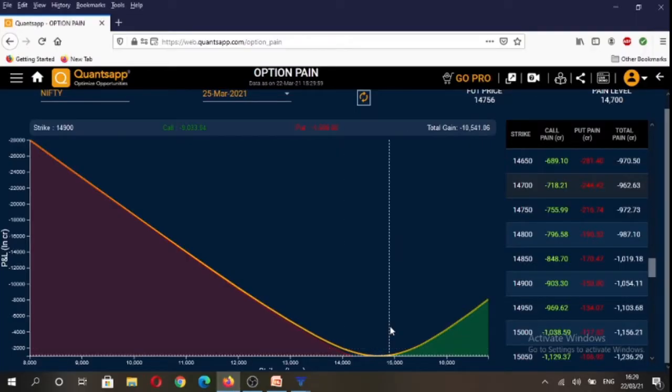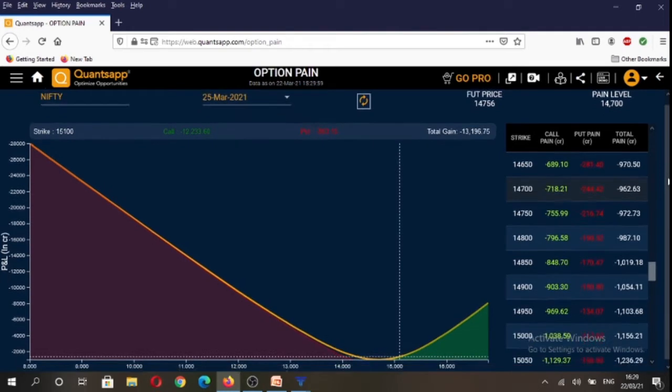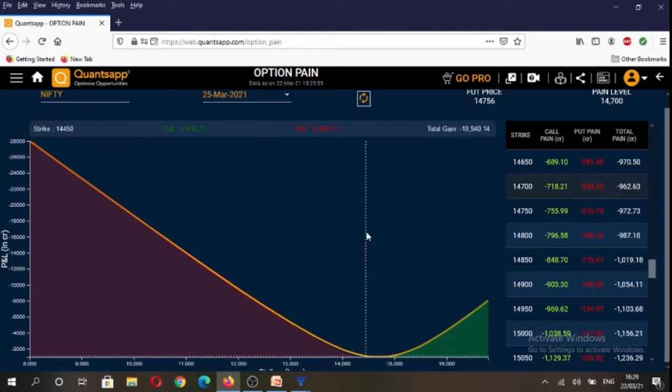So here you will see that for 25th March expiry, the option max pain level is at 14,700 level. So option max pain level tells us that if market was to expire on 25th March at 14,700, in that scenario, large amount of option buyers are going to suffer the highest amount of losses.